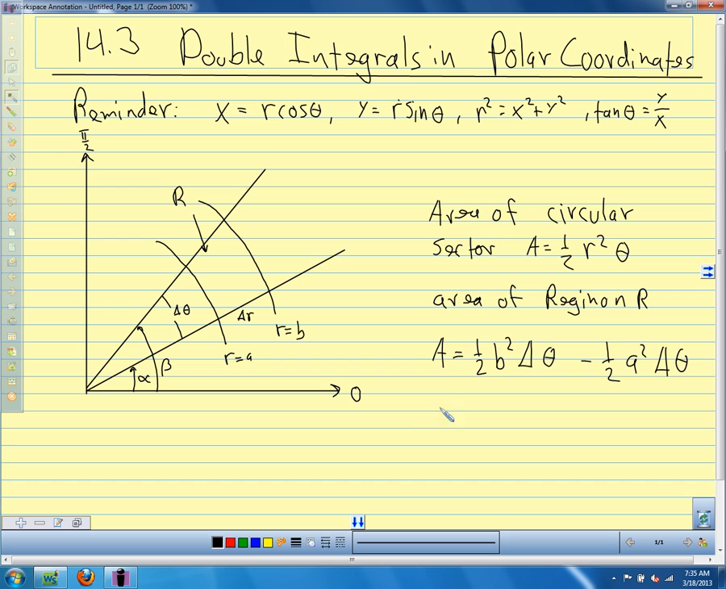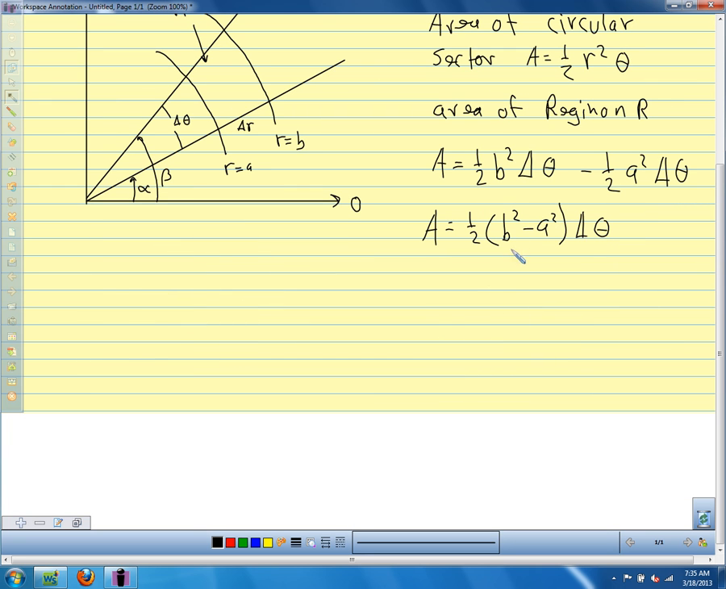And I'm going to rewrite that as A equals 1/2 (b squared minus a squared) delta theta. And then we're going to factor b squared minus a squared. So our area is 1/2 (a plus b) times (b minus a) delta theta.